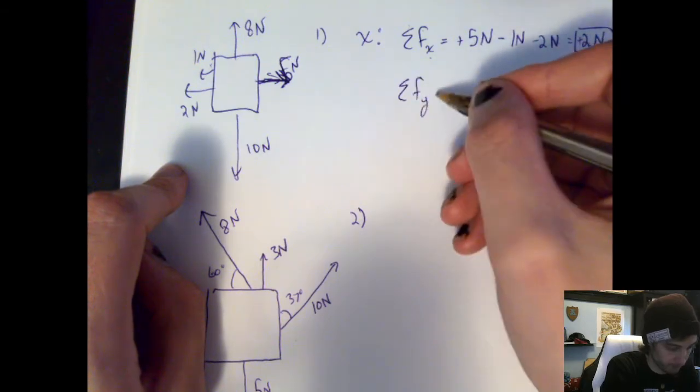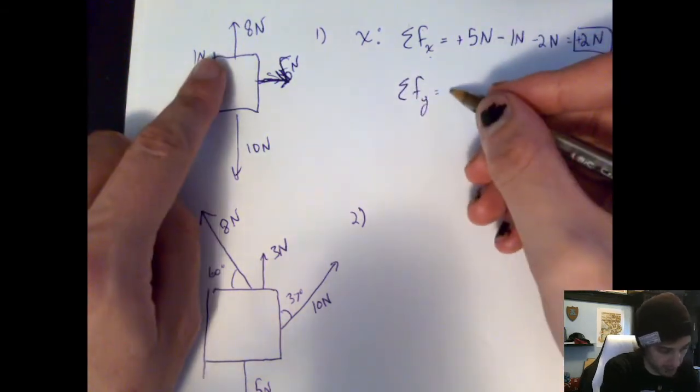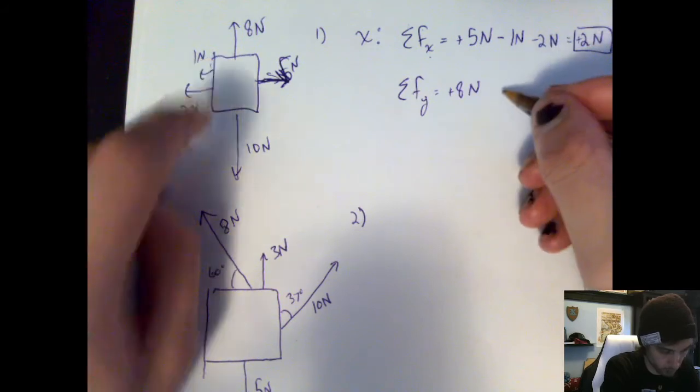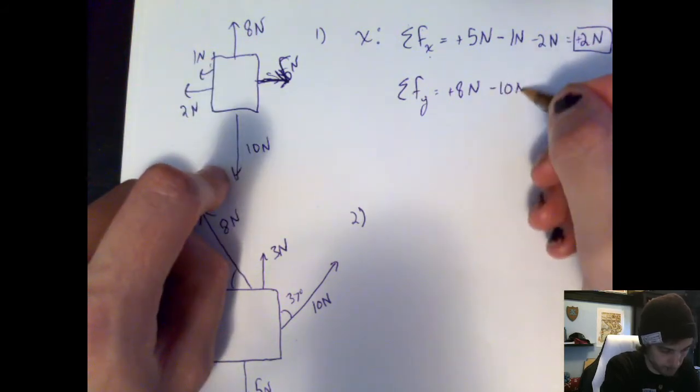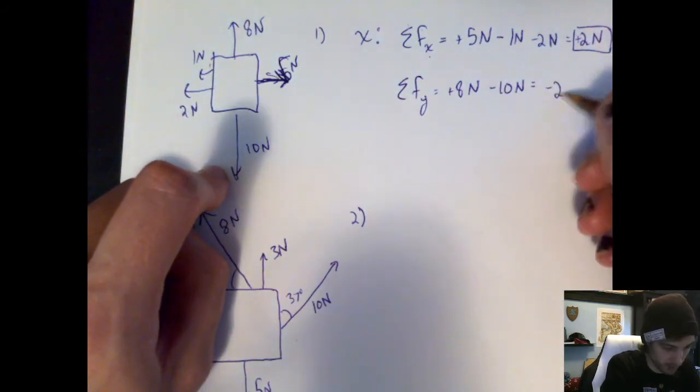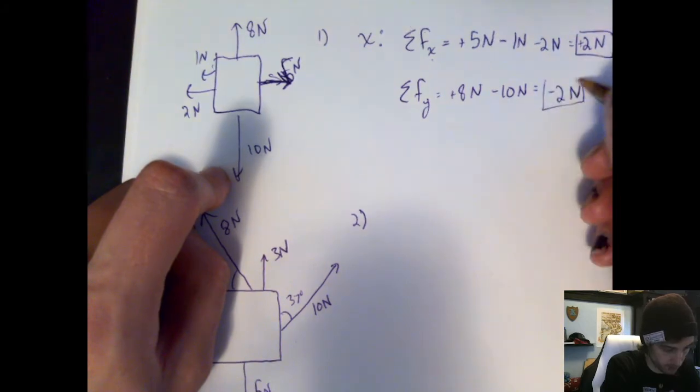In the y direction, we've got 8 going up, so plus 8. We've got 10 going down, minus 10. So that'll give us minus 2 newtons.